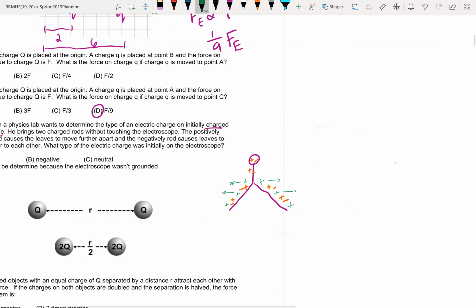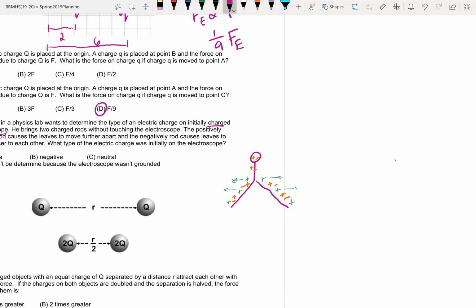Or it could be negatively charged. We don't know what the charge of the electroscope is, so the leaves are spread apart. We could have a bunch of pluses and minuses paired up in there, but maybe on this one we have an excess of negatives. Maybe we have extra negatives on it. We don't know, because that would also cause a repulsion of the leaves and they'd spread apart. So we bring the 2 rods close to it and test it out.